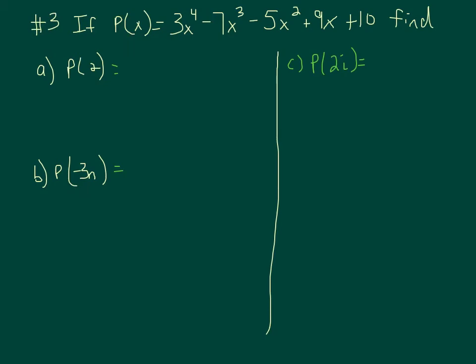If p of x is a quartic polynomial that says 3x to the 4th minus 7x cubed minus 5x squared plus 9x plus 10, find p of 2. Well, that's pretty simple. That just means to plug in 2 everywhere you see x. So we would have 3 times 2 to the 4th power, minus 7 times 2 to the 3rd power, minus 5 times 2 to the 2nd power, plus 9 times 2, plus 10. And when you punch all that into your calculator, or do it by hand, you're going to get 0. That means p of 2 is 0.